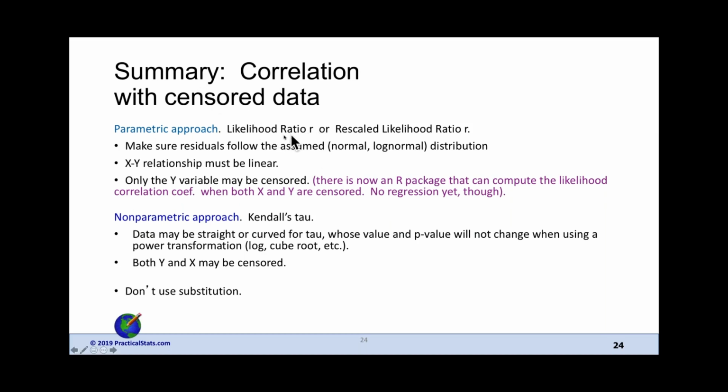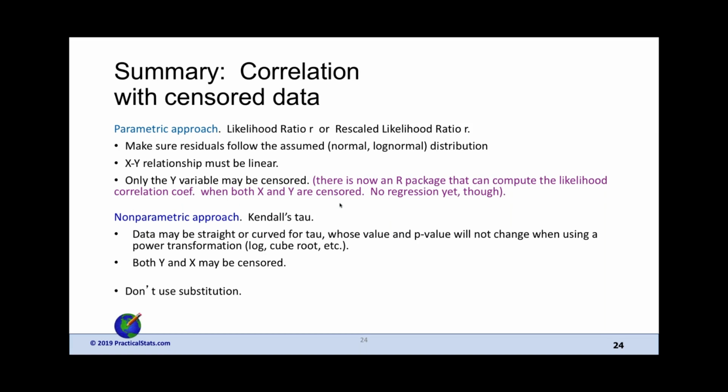It's not the one that's rescaled, at least yet, but it computes that when both X and Y are censored. But the work on regression is still ongoing in various universities. I believe this cenCorr package was developed at the University of Michigan, if I remember correctly. I hope that's right, if anybody's listening from there.